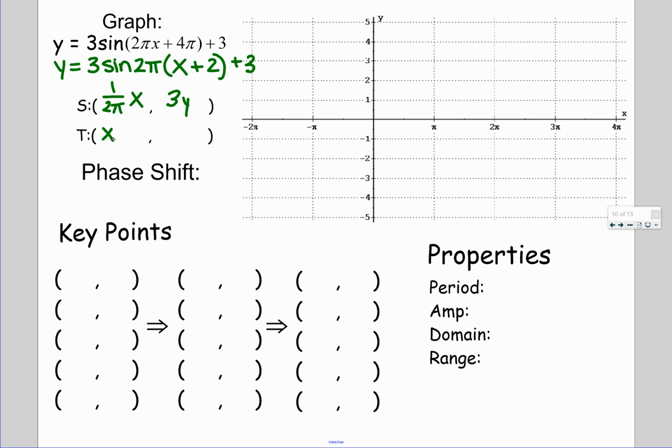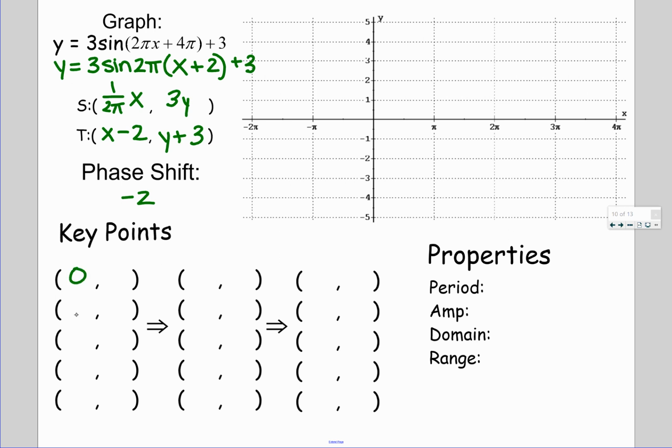So x, what am I going to put there? What's my left-right shift? x minus c. What is it? Minus 2. And then my vertical shift is y plus 3. What's the phase shift? Negative 2. Good.